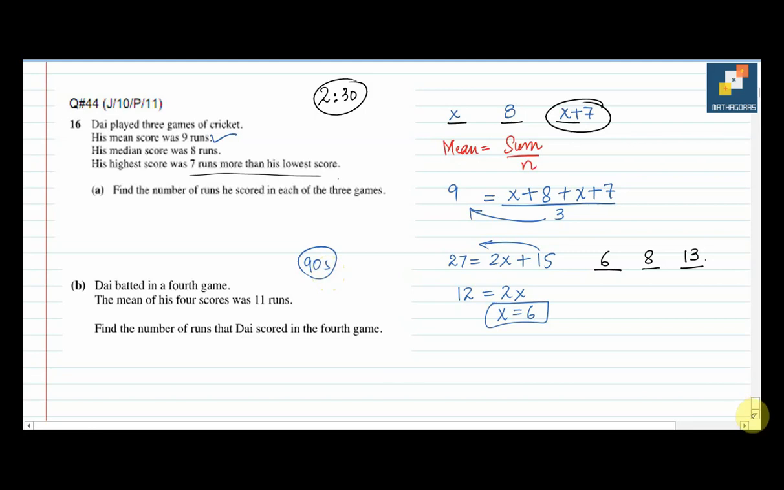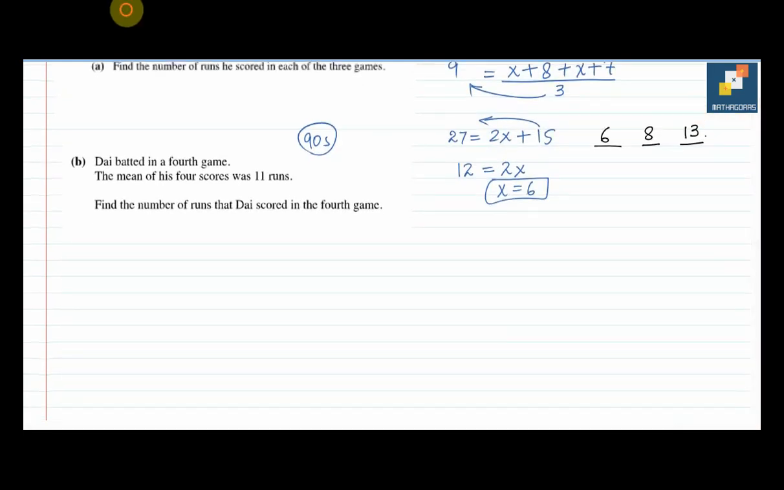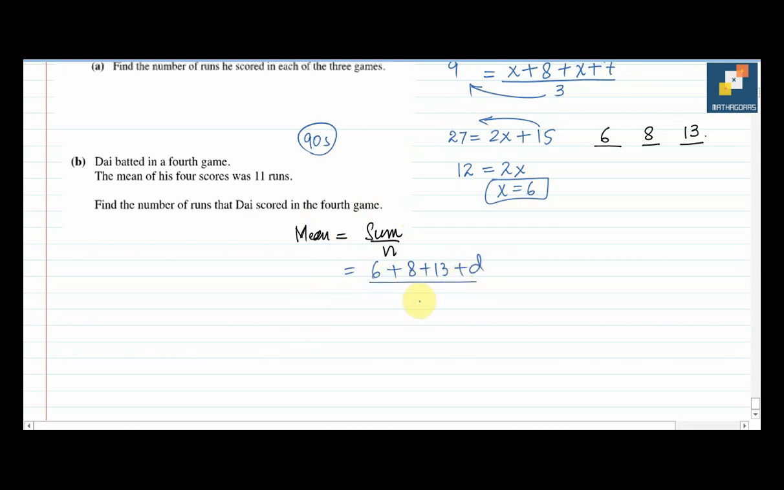Alright, now in this scenario he is playing the 4th game, right? So if I apply the working formula of mean, generally we say that mean is sum divided by n. We have the scores of the previous 3 games, that is 6 plus 8 plus 13 plus the 4th score is d, I don't know the value, divided by the number of games, which is 4 now, and the mean value is known, it's 11.